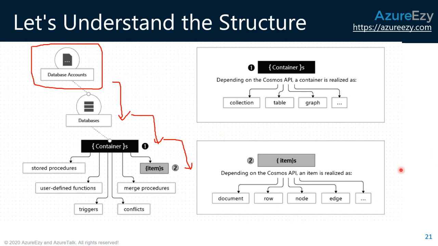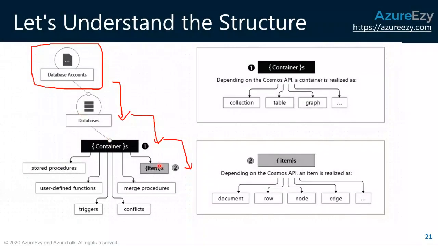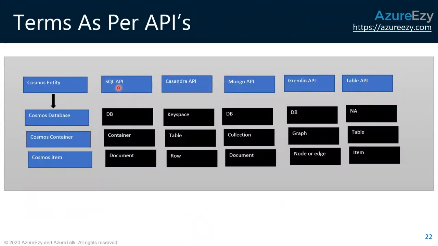So let me go to another slide where I have compiled everything, which will help us understand easily. Now you see here, we have the Cosmos entities downwards: database, container, and items. And here we have all those five APIs: SQL, Cassandra, Mongo, Gremlin, Table. Whatever API you choose at the time of creation of your Cosmos account, these things would have a different name. If you're choosing the default one, SQL API, we call it database, no change, but in Cassandra, we call it Keyspace. In Mongo and Gremlin, we call it database again. For container, in SQL it is container, no change, but for Cassandra, it's table. For Mongo, it's collection. For Gremlin, it's graph.